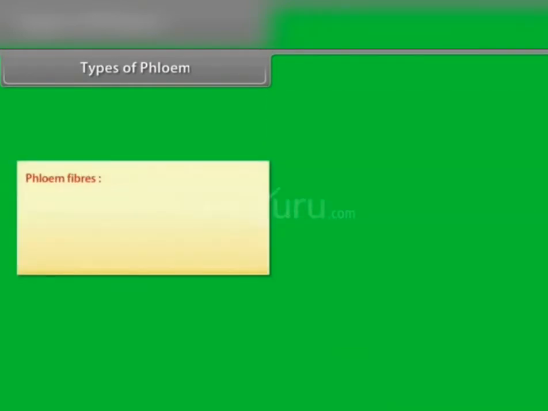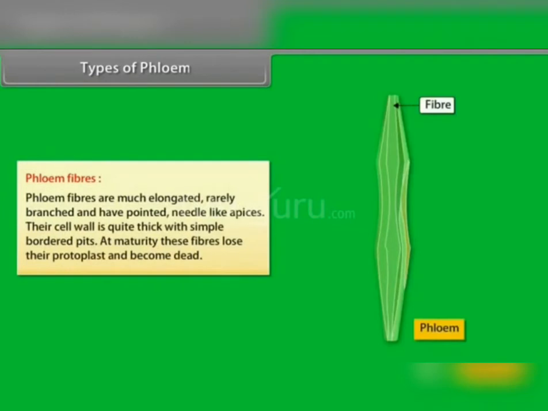Phloem fibers. Phloem fibers are much elongated, rarely branched and have pointed, needle-like apices. Their cell wall is quite thick with simple bordered pits. At maturity, these fibers lose their protoplast and become dead.